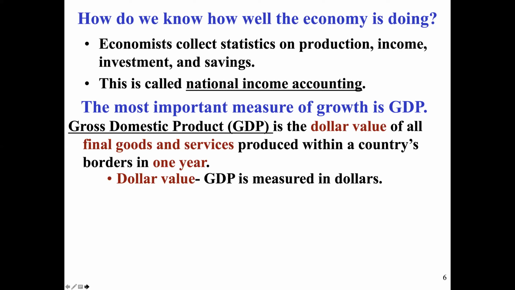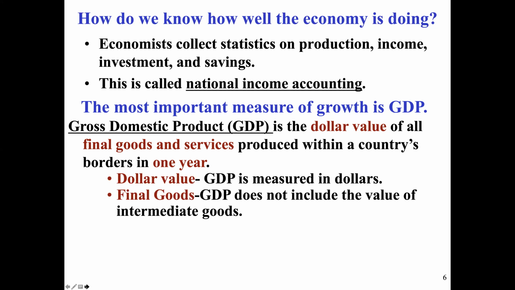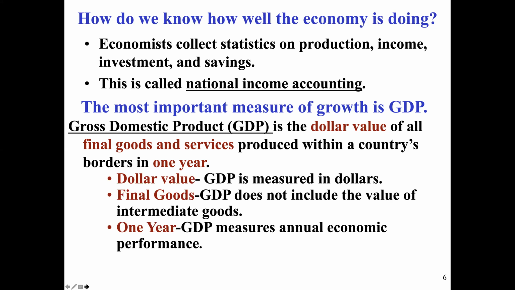GDP is measured in dollars, so it's not measured in apples and oranges and planes. It's measured in the dollar value of all the apples and oranges and planes and lawyer contracts, et cetera, within an economy. Okay, GDP measures the final goods, and we'll talk about that a little bit later. So GDP is going to include the value of your new MacBook that you bought, but it's not going to include the value of the computer chips inside of it. Those are something called intermediate goods. So it's only final goods that are purchased for consumption.